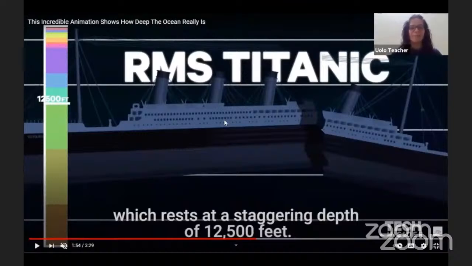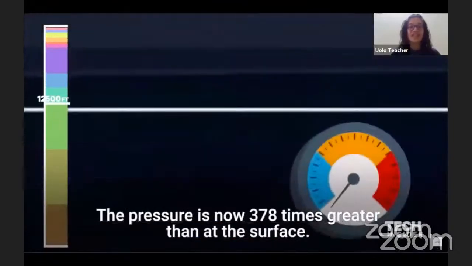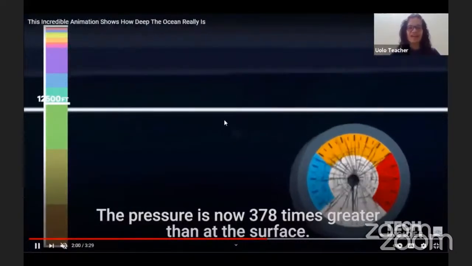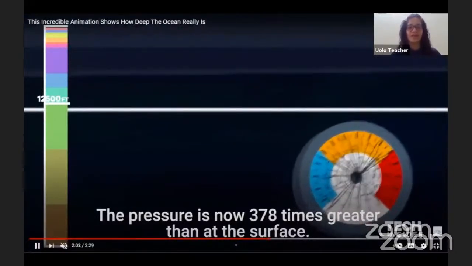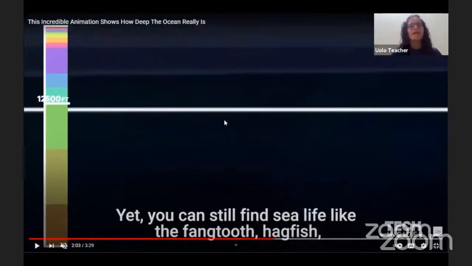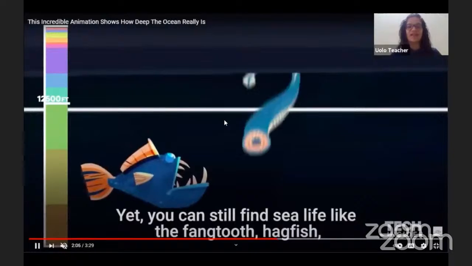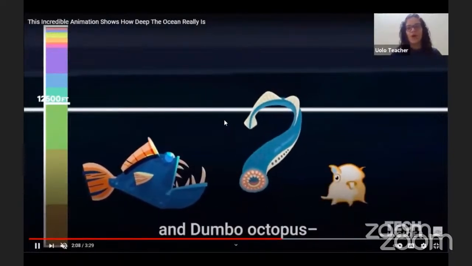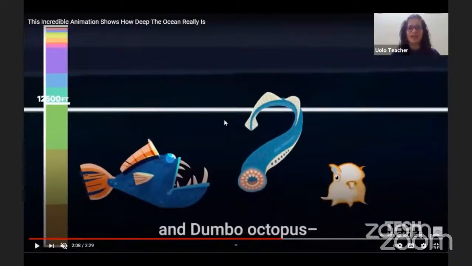Yes. Okay. Now, the pressure over here is around 378 times greater than that on the surface of Earth. Imagine the extent of pressure that's going to be down there. Yes, but you can still find sea life. Okay, you can't find those huge animals, but there are still a few sea animals like the fangtooth, the hagfish, and even the Dumbo octopus. Look at it; it's so cute, right?